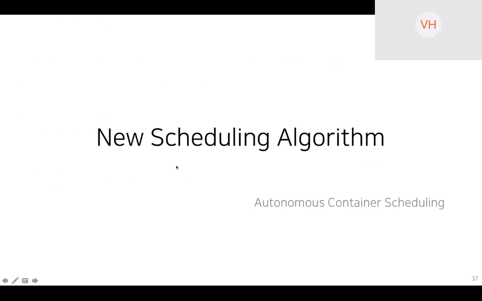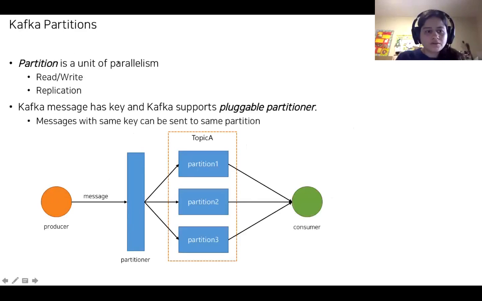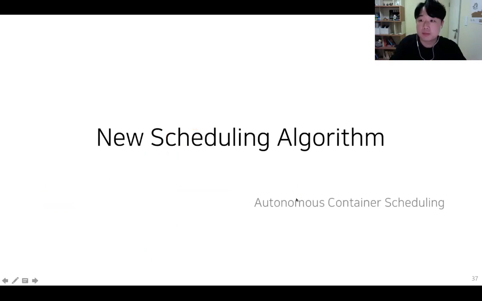Okay, so I proposed a new scheduling algorithm. I named it autonomous container scheduling. Actually, this algorithm is not that complete yet, so there are many parts to improve and many things to define. And this is the reason why I want to discuss with you guys and to get more people involved in the discussion. Anyway, any question until here?